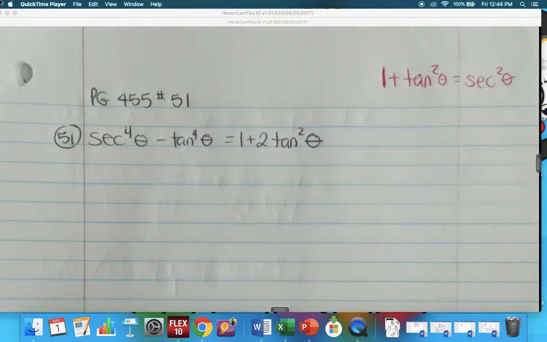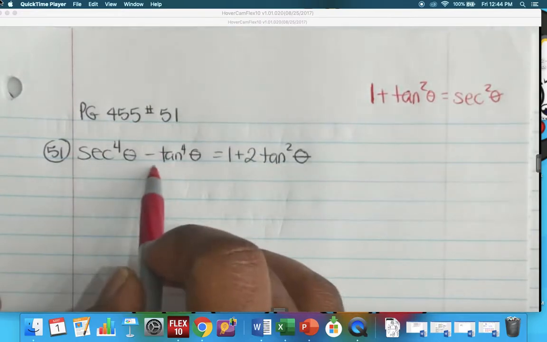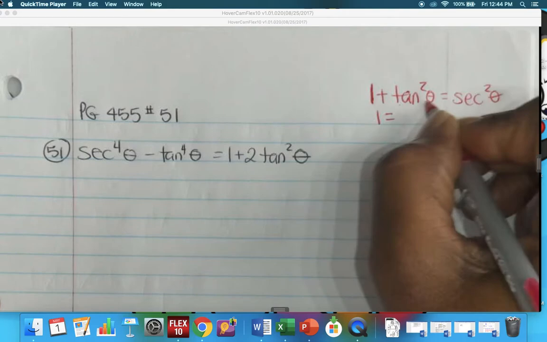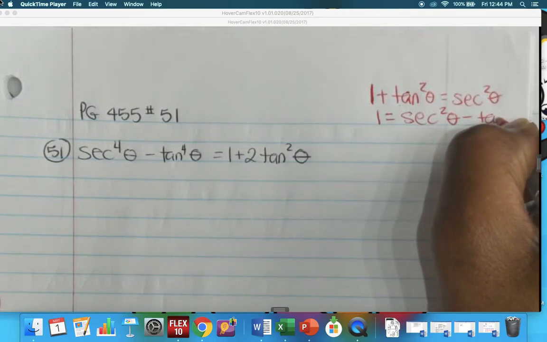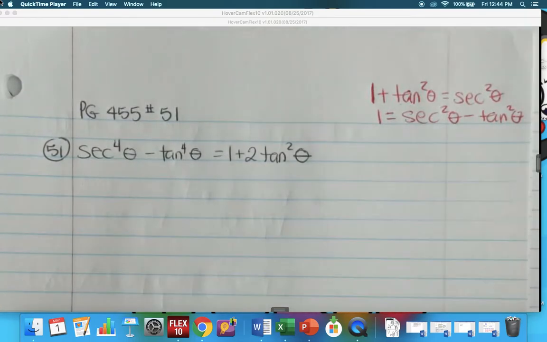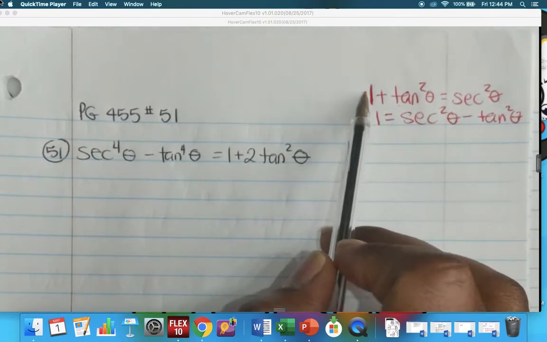Okay, and we can rewrite that a little bit. We might use that. Since I have a secant minus a tan, if I put those together, I have that 1 equals, I'm going to subtract tan squared from both sides, I get secant squared minus tan squared. Any variation of this identity, this Pythagorean identity, we can use.